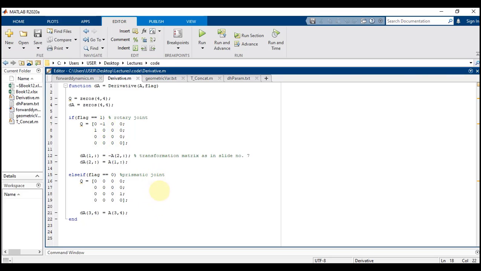If it is a prismatic joint, we find that in the third row and fourth column there is 1 present, because for a prismatic joint only this matters and the angles do not matter, because it remains constant, the differential is 0. Third row, fourth column of dA matrix is actually equal to third row, fourth column of the A matrix. So this term represents that.